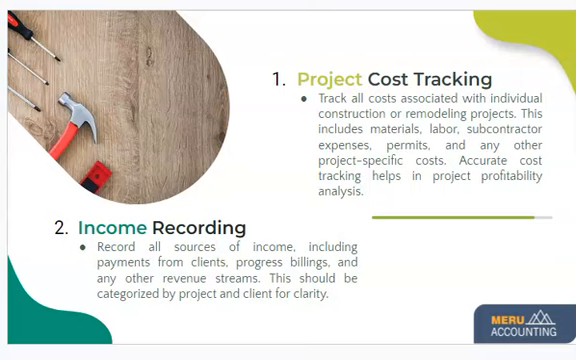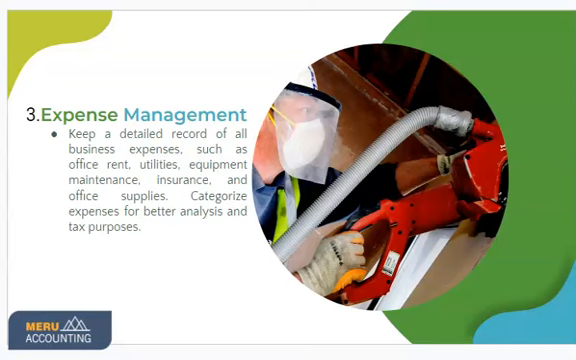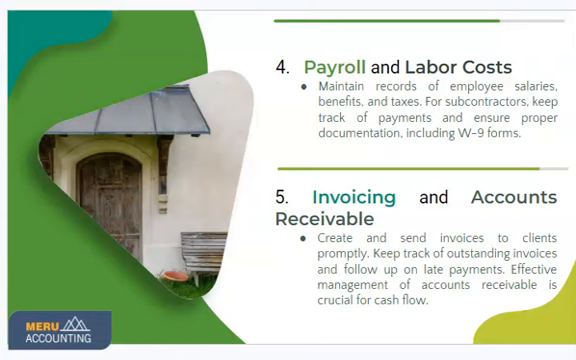Now, income recording. In income recording, record all the sources of income like payments from the clients, bills, and the other revenue streams. And you must categorize them all by project and client for future clarity. Expenses management is to keep a detailed record of expenses like renting office, utilities, equipment, maintenance, insurance, and other office supplies. Categorize all your expenses for better analysis and tax purposes.